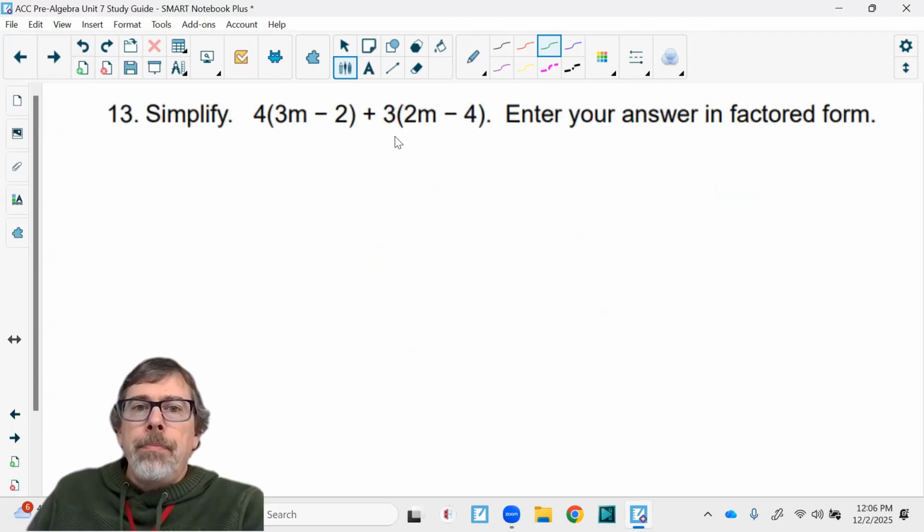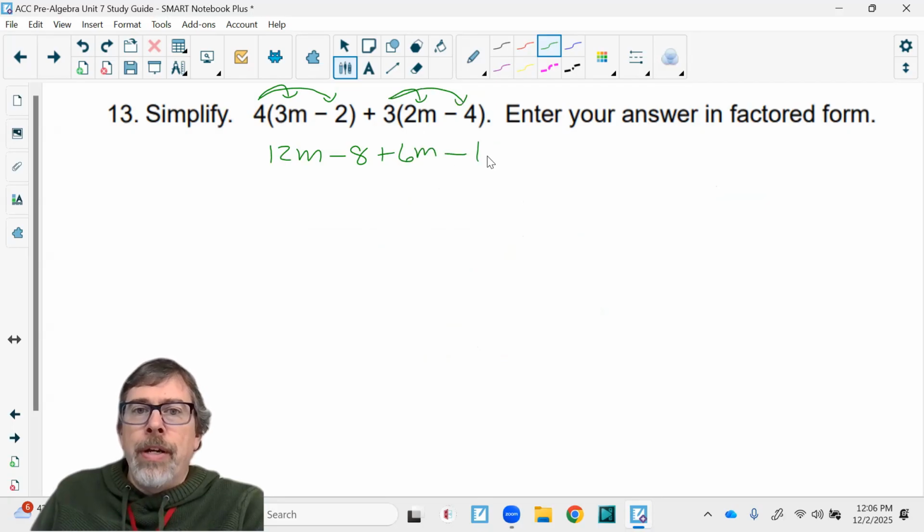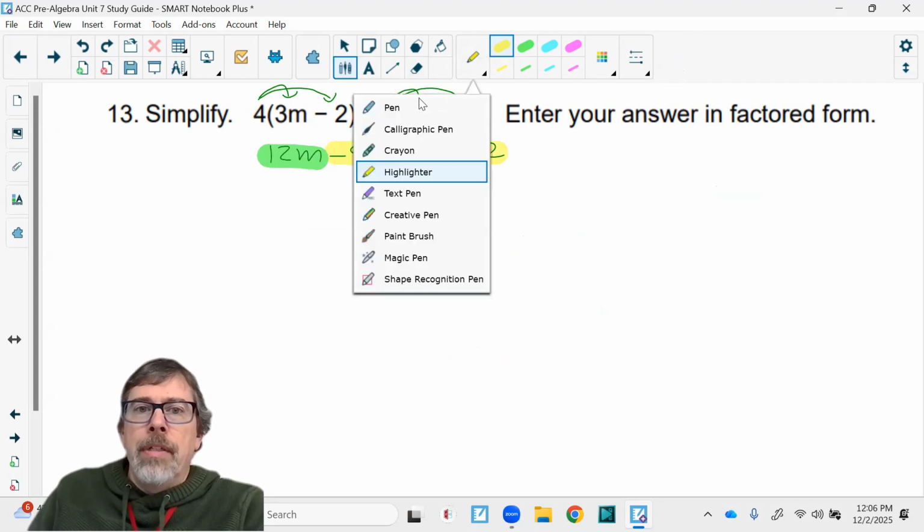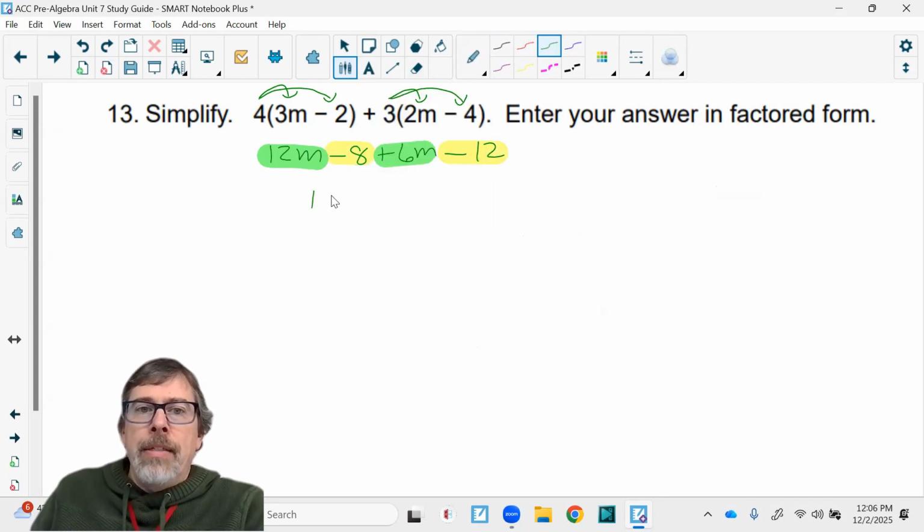Number 13, distribute. 4 times 3m is 12m. Positive times a negative is negative. 4 times 2 is 8. Distribute. 3 times 2m is 6m. Positive times a negative is negative. 3 times 4 is 12. Get my highlighter. You see the routine here? It's repetitive. This is just repeat, repeat, repeat. 12m plus 6m is 18m. -8 minus 12 is -20.